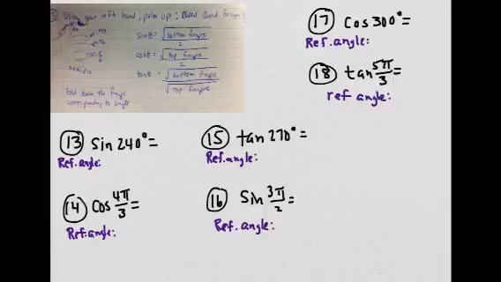Okay, so for 13, first thing we do is identify the quadrant. So 240 is in quadrant 3. And so the sign of sine in quadrant 3 is negative. So I know it's going to be a negative something. 240 degrees, well, from 180 to 240, that gives you 60. So the reference angle is 60.